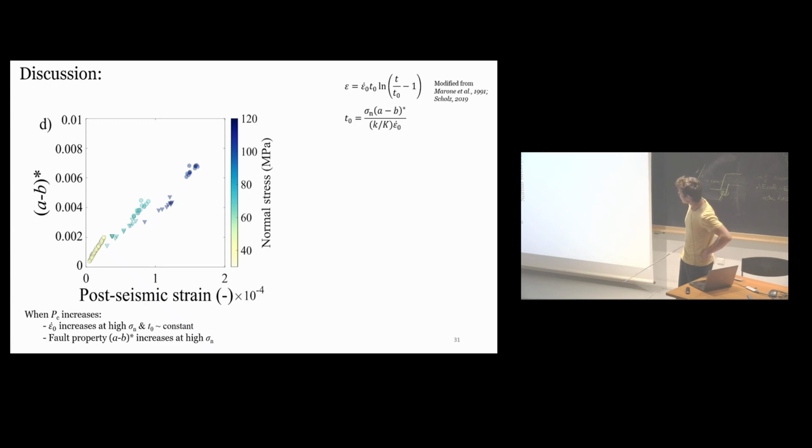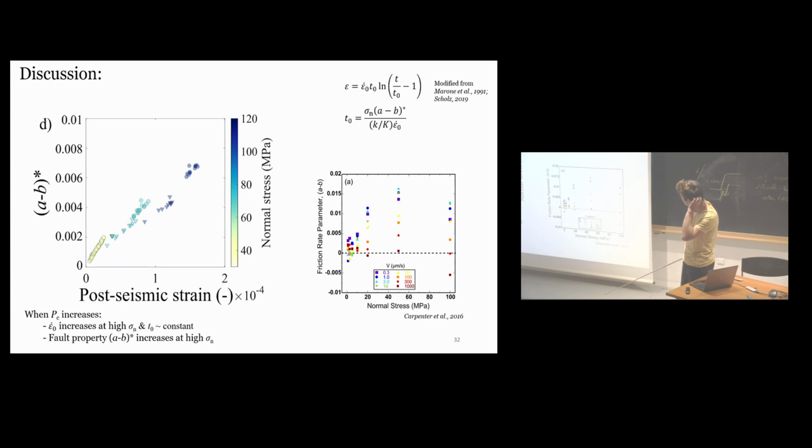And if we retrieve our A minus B using the T0 that we inverted, this is what we obtain. You have A minus B as a function of the total post-seismic strain, and the color bar is the normal stress. So what you can see is that the apparent A minus B increases with both the normal stress and the post-seismic strain. And this increase in A minus B is very similar to what is observed for calcite gouge. So we have very similar values of A minus B, so we are pretty confident that our apparent values are in the proper order of magnitude.